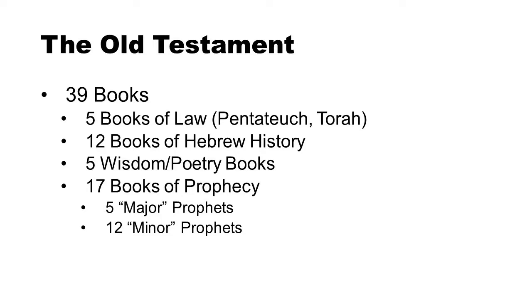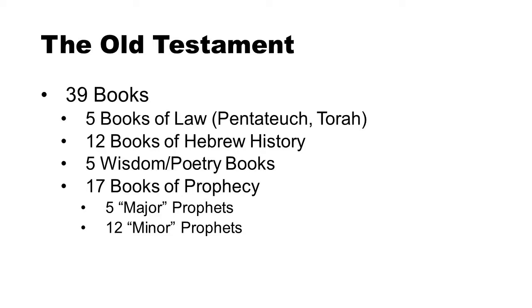Falls in there. And then the last 17 books of the Bible are the books of prophecy. And these are divided up into major and minor prophets. The first 5 are the major prophets. These are works like Isaiah and Jeremiah, Lamentations, Daniel, and Ezekiel. They're not major because they're more important. They're major because they're bigger, because they're longer.